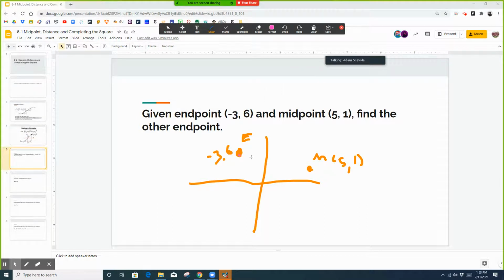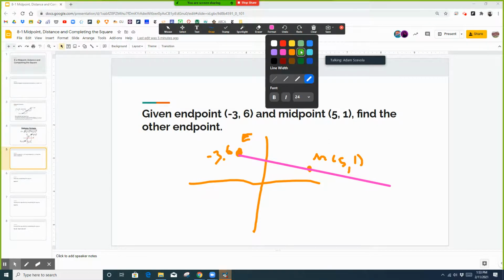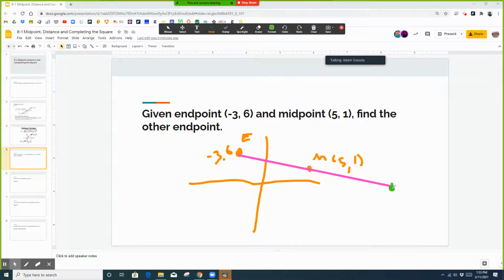I know if this is one half of the line, then the other half of the line would look like that if M is a midpoint. So that point's going to be somewhere over there, probably below the x-axis, not 100% sure. But to find the coordinates, we can use this picture and just count. So from -3 to 5, that's +8.